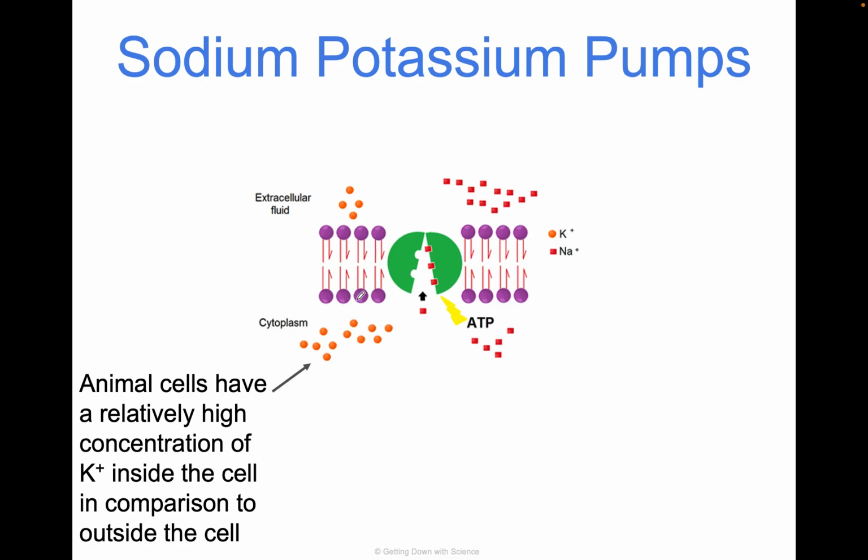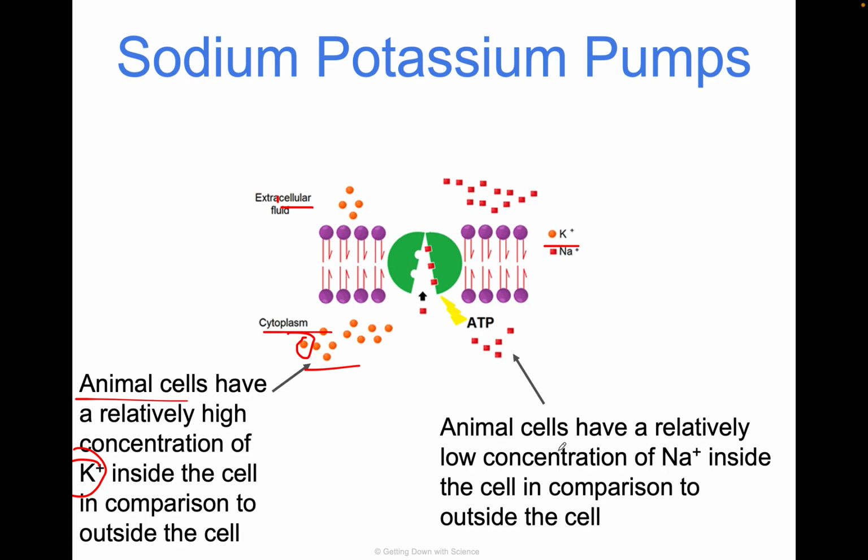So actually, I think this is one that would be good step by step. Animal cells have a relatively high concentration of potassium inside the cell compared to the outside. So potassium in this is represented by these orange circles, as you can see up here in the legend. This is the cytoplasm inside the cell, extracellular outside the cell. You can see out here. So there's more potassium inside than there is outside. Animal cells have relatively low concentrations of sodium, represented here by the red squares. And again, you can see that there's more outside than there is inside.